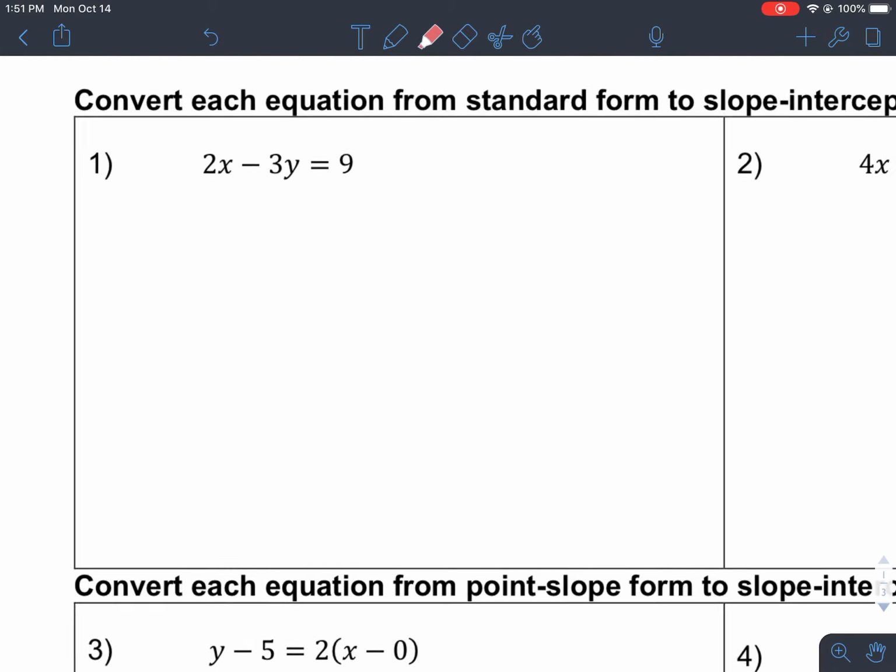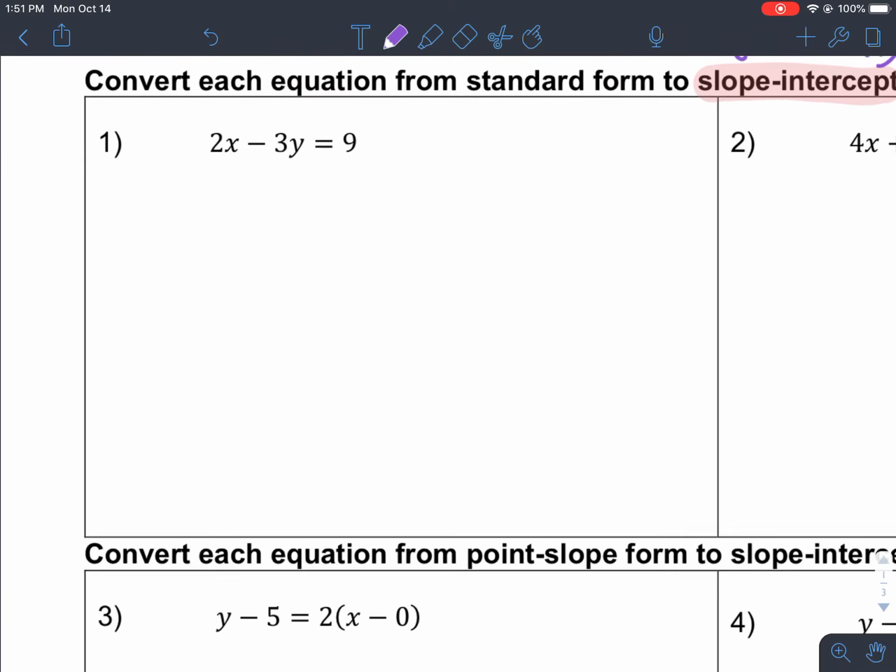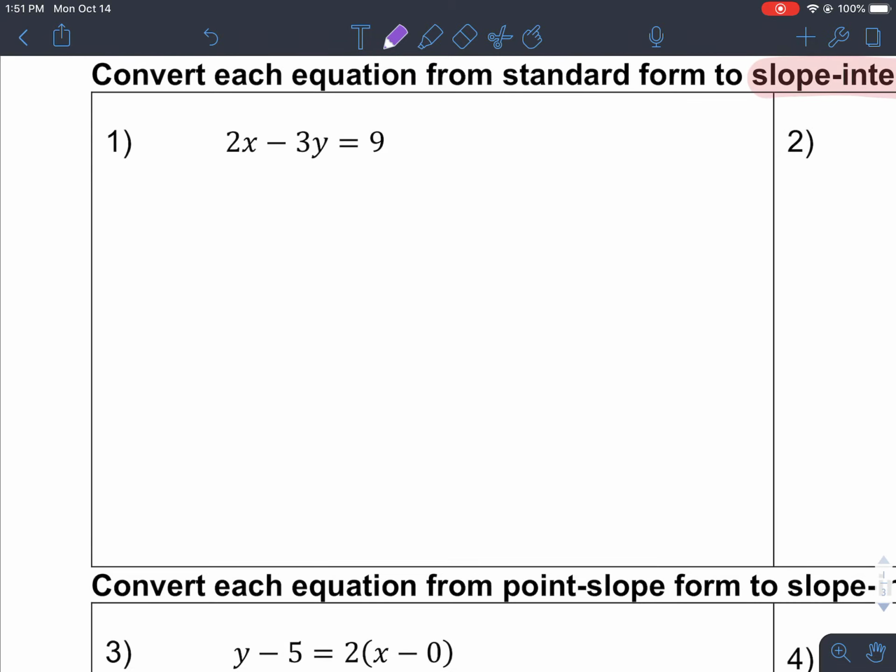So looking at number 1, it says convert each equation from standard form to slope-intercept form. Remember, slope-intercept form is just y equals mx plus b. M is your slope, b is your intercept. So looking at number 1, we're going to have to solve for y. So I'm taking it back to the beginning of the year when we did Don't Call Me After Midnight. So make sure you have that somewhere on your notes. And we're actually solving for y here because in slope-intercept form, y is over there by itself. So that's what we're going to do here.